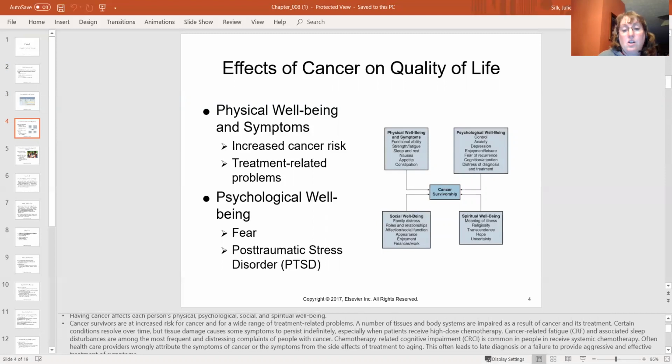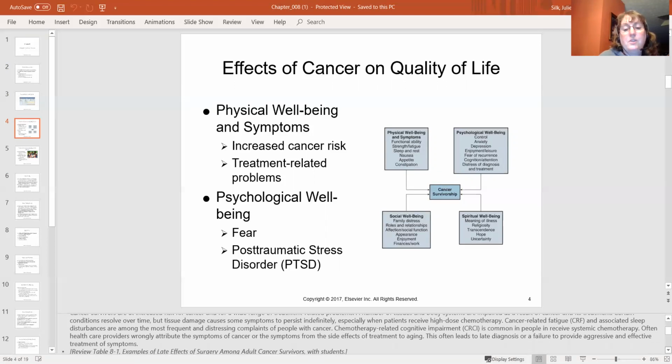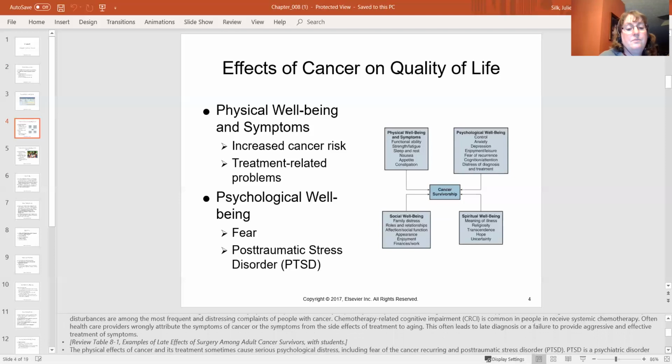Chemotherapy-related cognitive impairments are common in people that receive systemic chemotherapy. Often, healthcare providers wrongfully attribute the symptoms of cancer or side effects of treatment to aging. This often leads to late diagnosis or a failure to provide aggressive and effective treatment of symptoms.